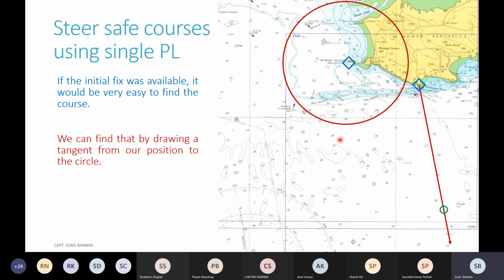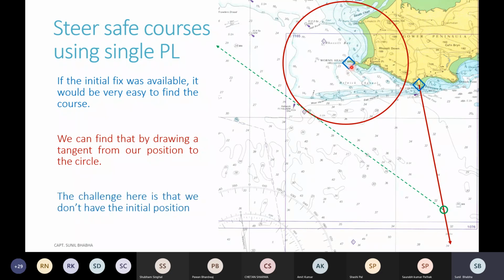Now, if you want to pass a certain safe distance from the Worm's Head point, it is very easy. You have to just draw a tangent from this particular position to this safe distance circle. And this is the course which you need to maintain, and you will be passing with the required minimum safe distance from the Worm's Head point.